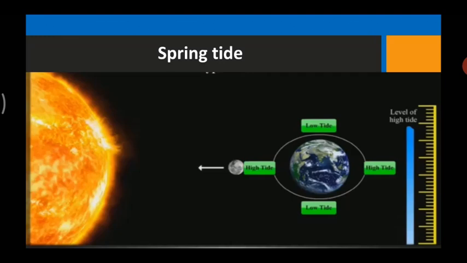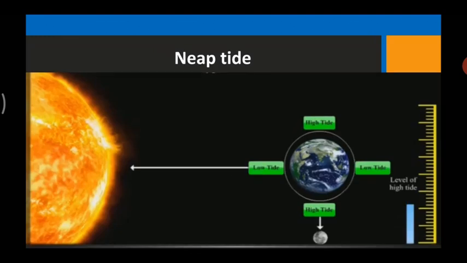Let's move forward. Now let's learn the second type of tide, that is the neap tide. Again, while revolving around the earth, the moon makes a right angle. Can you see in the picture? The moon is not in a straight line. It's making a right angle with respect to the earth and the sun twice a month. This position occurs on the first and the third quarter of each month.